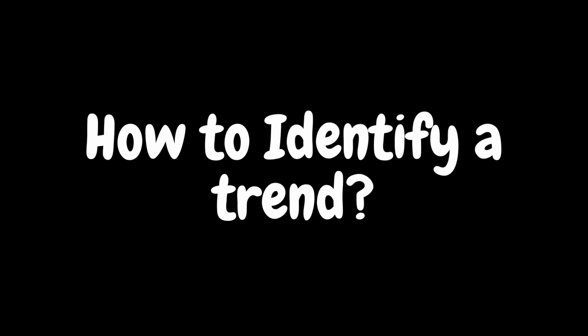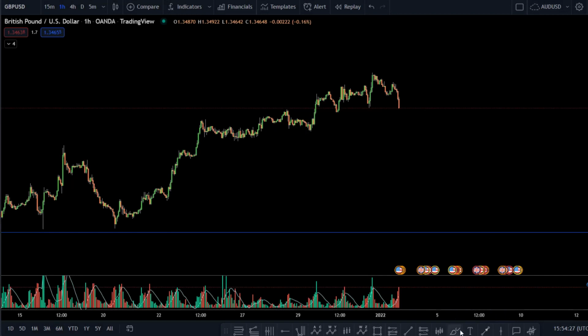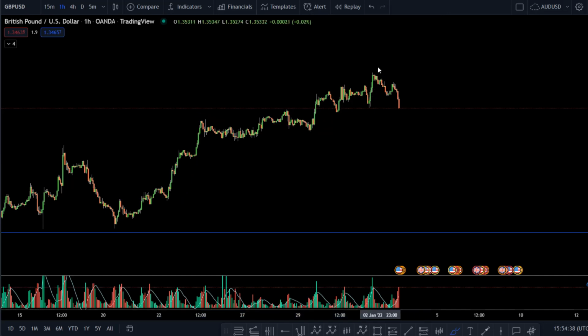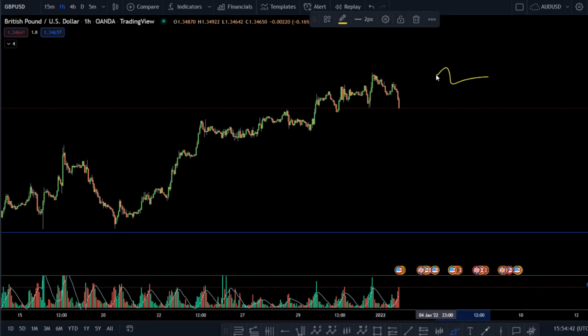Let's now take a look at how to identify a trend. Okay guys, we're here at the pound. Let's take a look at this. We clearly see that the structure has been making higher highs, higher lows, higher high, higher low, higher highs, higher low, higher high. So we know that this here has been in an uptrend, and right now market is coming down. So let's use a classical tool, the trend line.